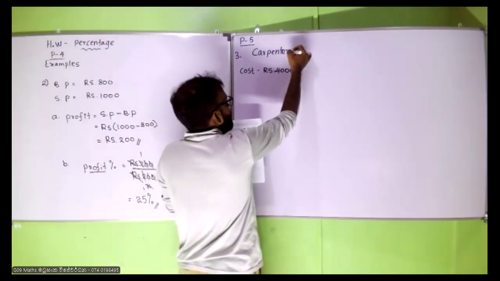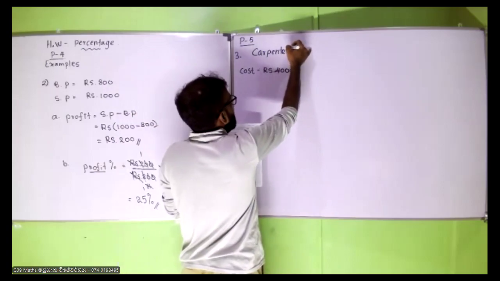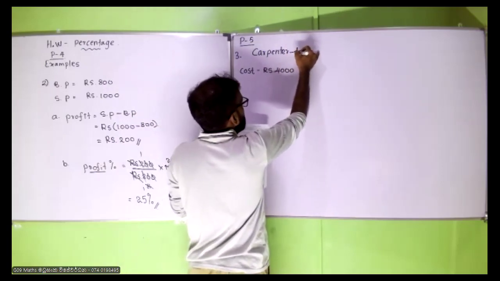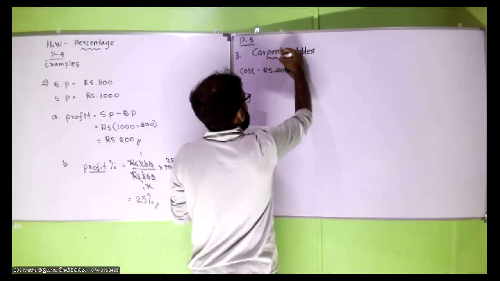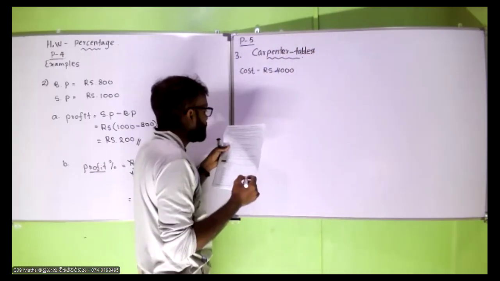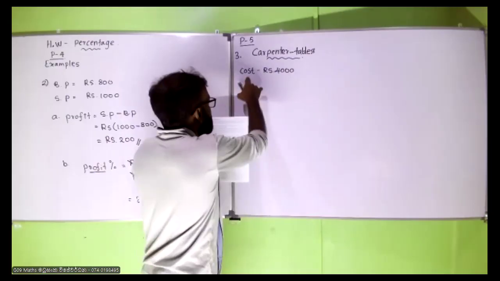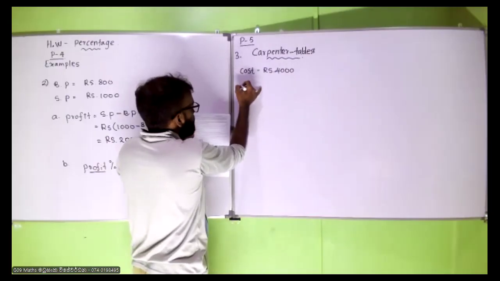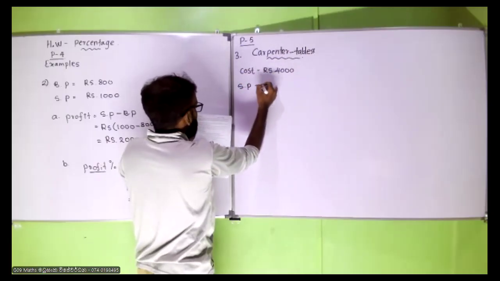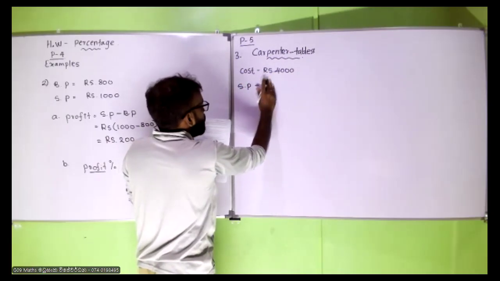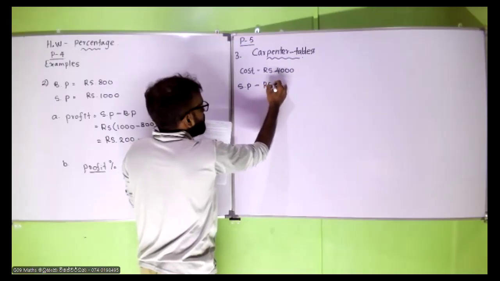What does the carpenter make? Tables. This guy is making tables. Carpenter makes tables and this is the cost. Then the selling price of the particular table is 5,600.